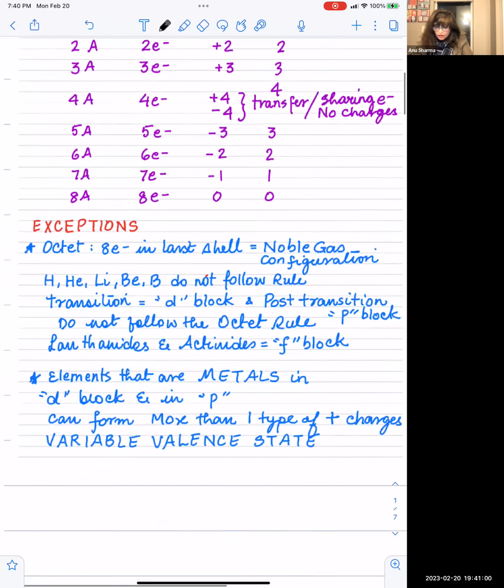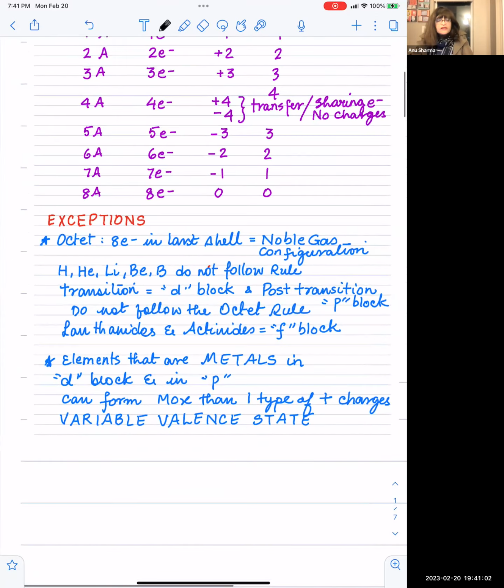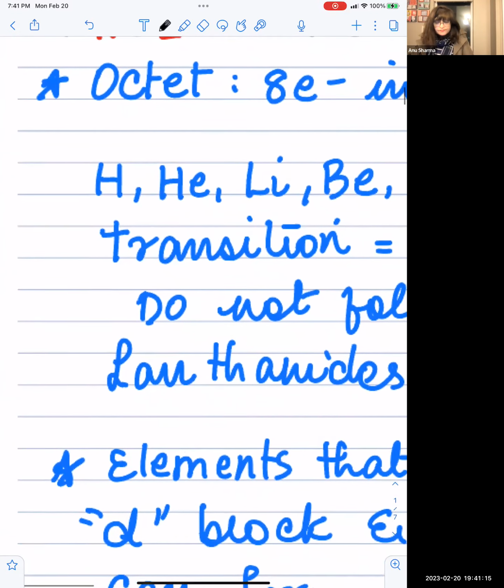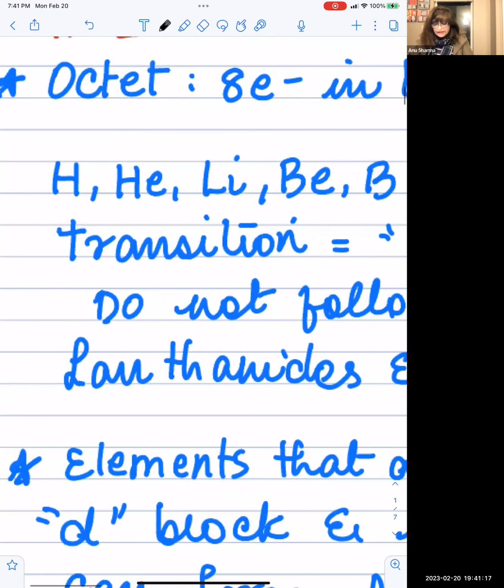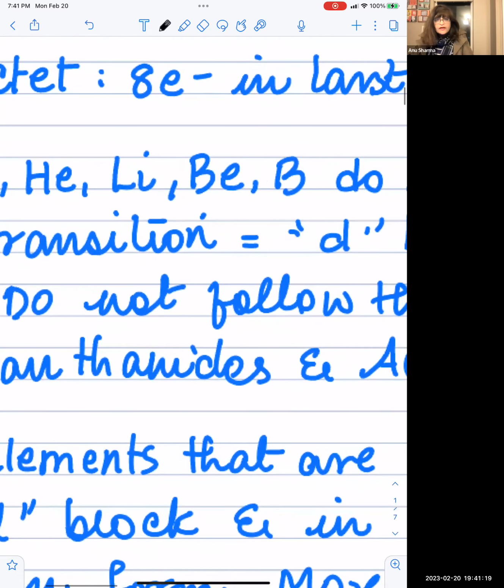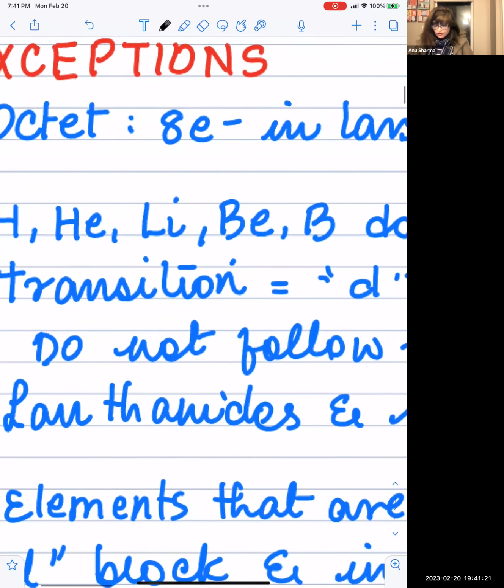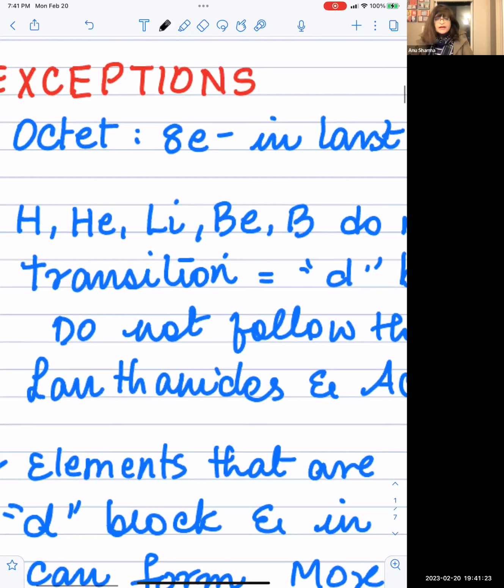Now, we talked about the octet rule, 8 electrons in the last shell. And that octet makes the element or the atom have a noble gas configuration. But the ones that do not follow the octet rule, which ones are those? It's hydrogen, helium, lithium, beryllium, boron. Okay, these do not follow the octet rule. So keep that in mind.